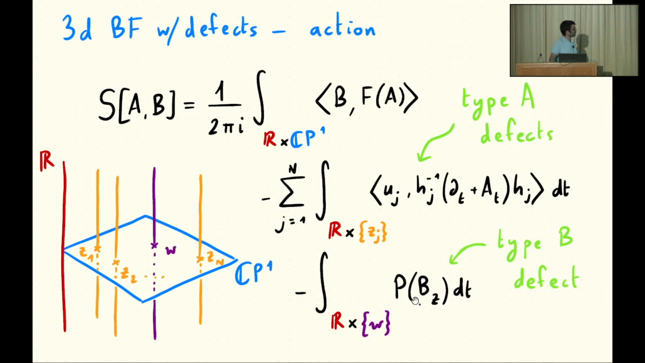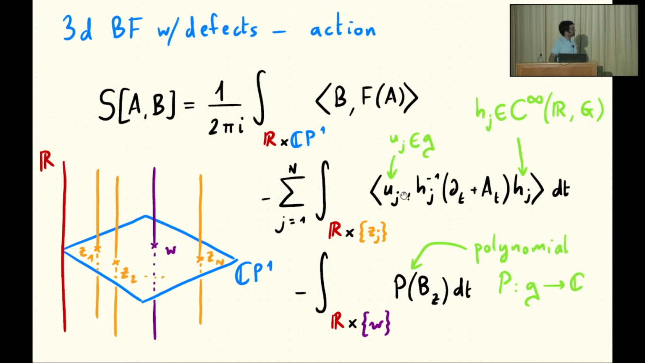Okay? So more precisely, these are exactly the same data as we had in the Godin model, because it will turn out to be producing exactly the Godin model. So these UJs are precisely fixed elements of the Lie algebra G, as we had before for describing the co-adjoint orbits. This H is just a group-valued field on R. It depends only on R because it's living on these defects. And then P is, for the moment, just some polynomial, but it will have to be invariant in a second.